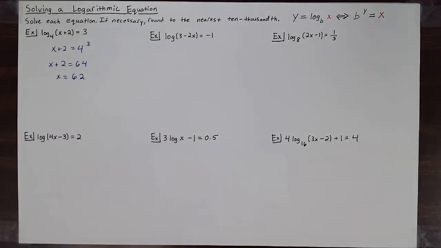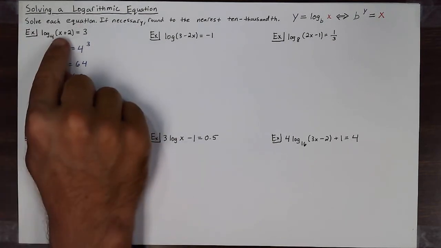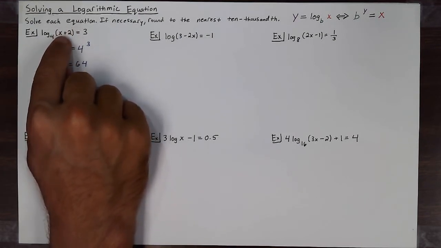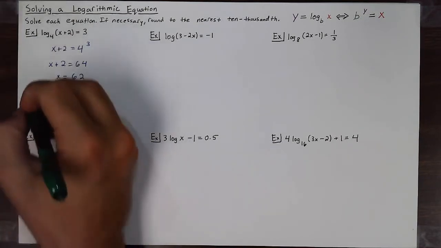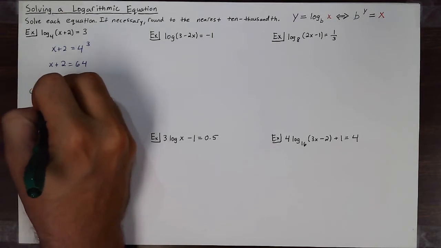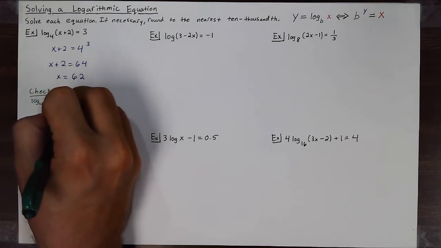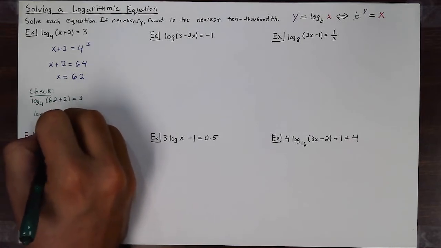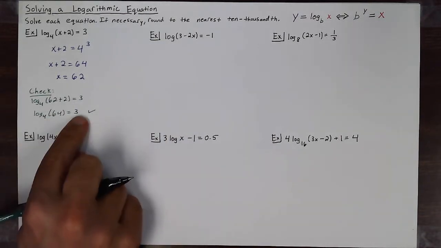Now, one thing you want to look out for when you're solving logarithmic equations is that logarithms have a restriction of domain, which means that certain numbers can't go within a logarithm. Anything that would make the inside of a log negative would lead to an extraneous solution. So here, if I were to check this, I would get log base 4 of 62 plus 2, which would be log base 4 of 64. And this should be a true statement because 4 to the third power is 64.